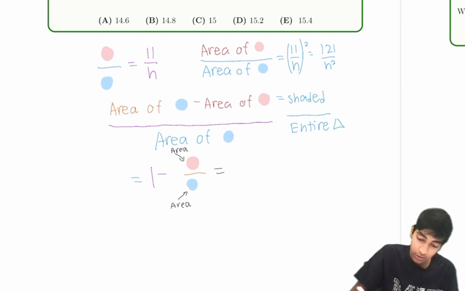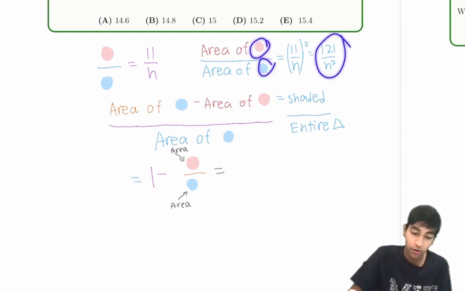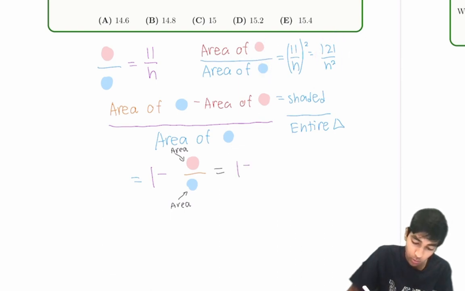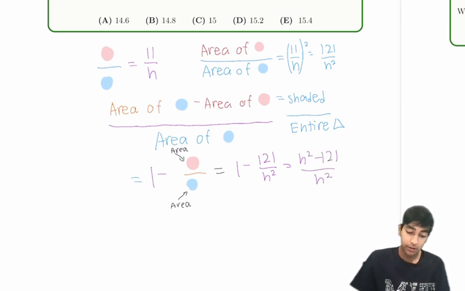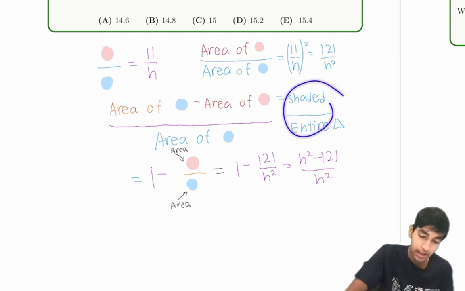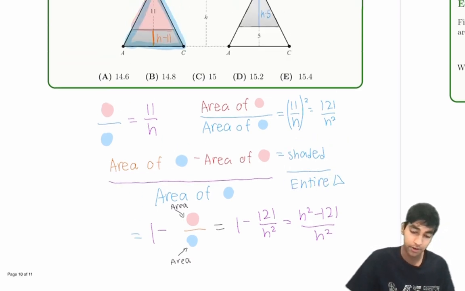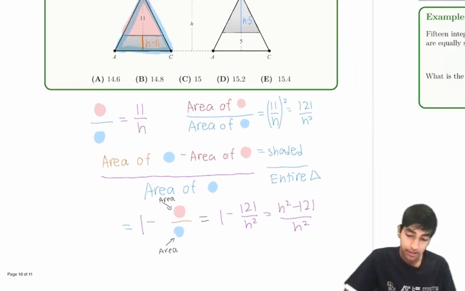And we already found this quantity, the ratio of the area of red to blue, to be 121 over h squared. So this is just 1 minus 121 over h squared, which equals h squared minus 121 over h squared. So that is the ratio of the shaded trapezoid, I should say, to the entire triangle in the first picture. Now what about the second picture?